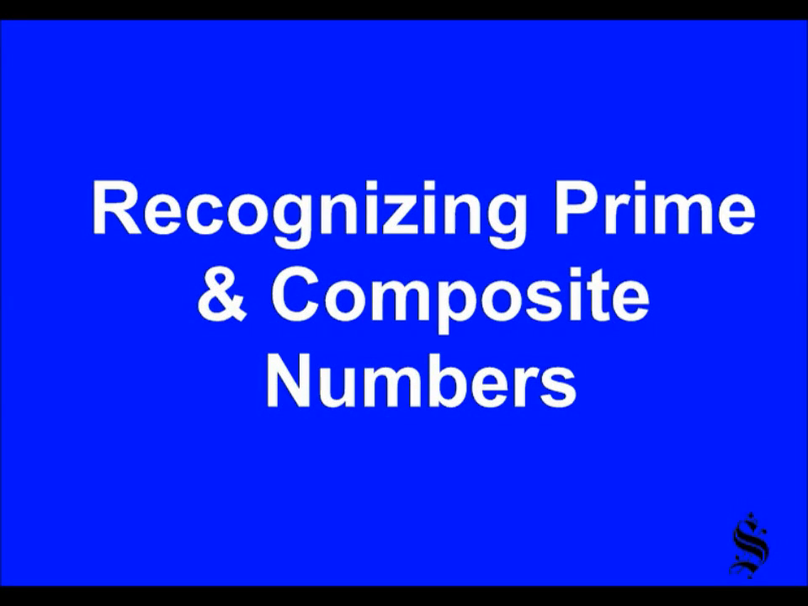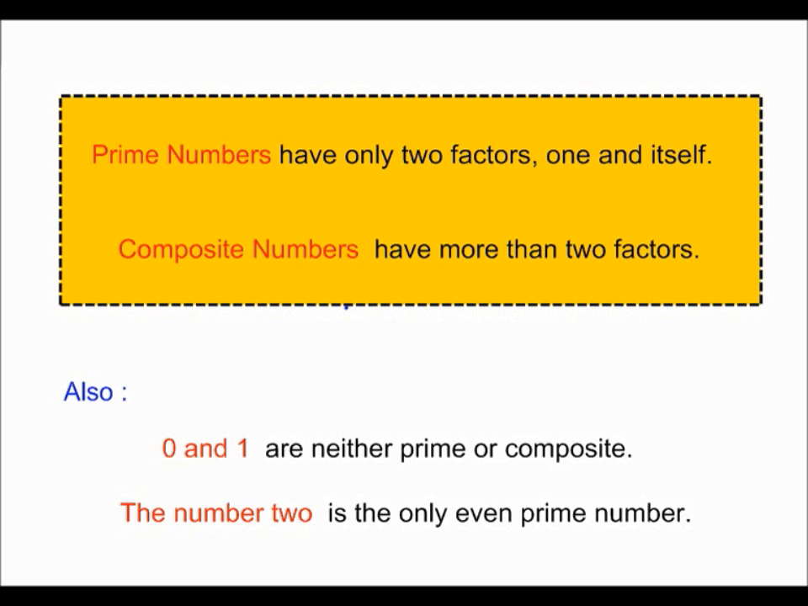Recognizing prime and composite numbers. Well, what is a prime number? A prime number is a number that only has two factors, 1 and itself. What that means is there's only two numbers that will divide into it evenly. For example, 17: there's only two numbers that will divide evenly into 17, 1 and 17.